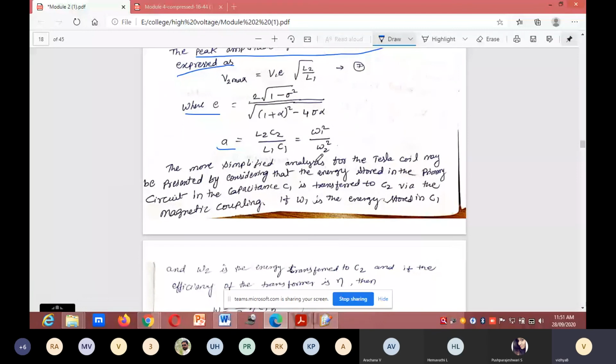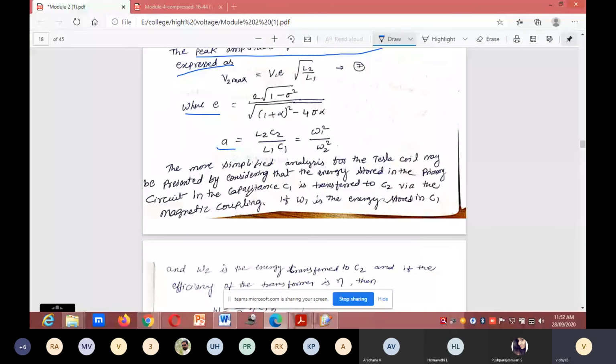The more simplified analysis for the Tesla coil may be presented by considering that energy stored in the primary circuit in the capacitance C1 is transferred to C2 via the magnetic coupling. They are saying that the Tesla coil may be presented by considering that energy stored in the primary circuit, that is in the capacitance C1, is transferred to C2 via what? Magnetic coupling.